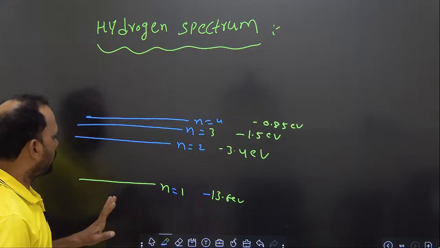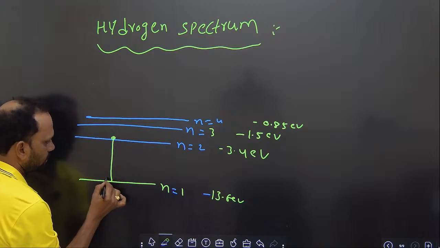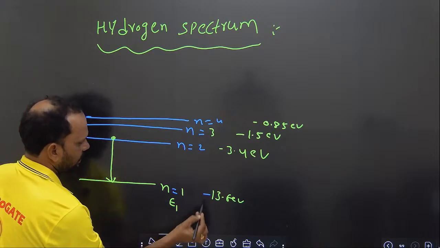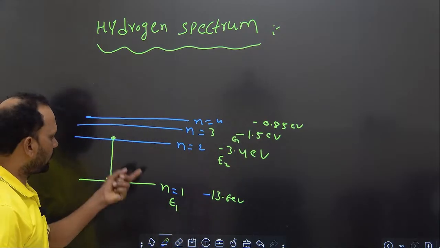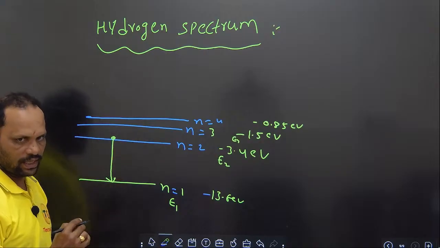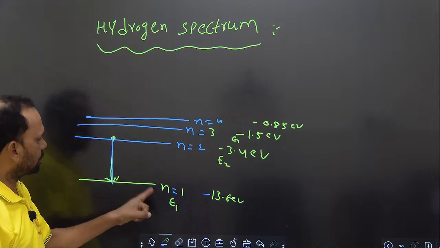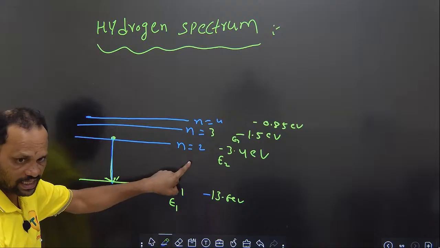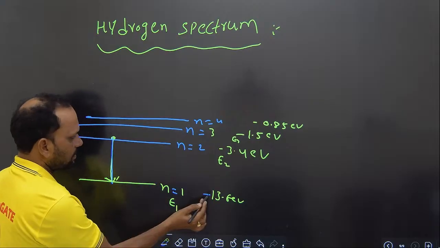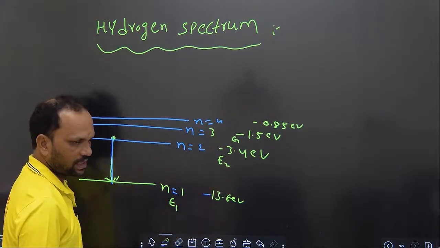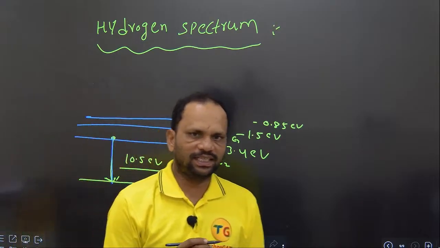Right? Now, whenever an electron jumps from the first excited state, E2, to the ground state, E1, how much energy is released? E1 minus E2. Whenever it jumps from the first excited state, or second orbit, to the ground state, how much is the energy? The difference between minus 13.6 and minus 3.4, that is equal to 10.2 electron volts. This much energy is released.